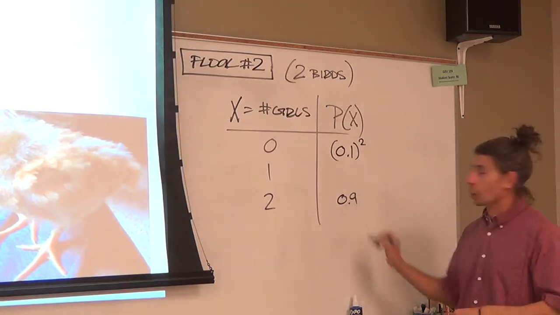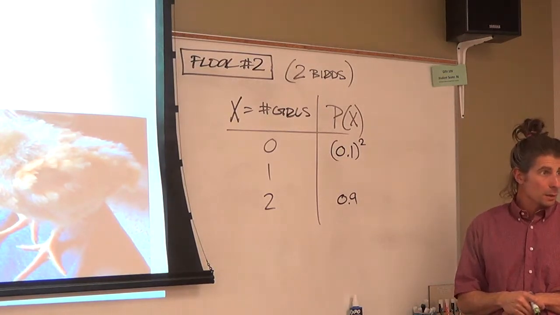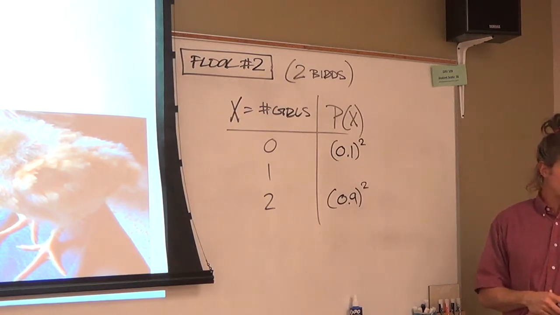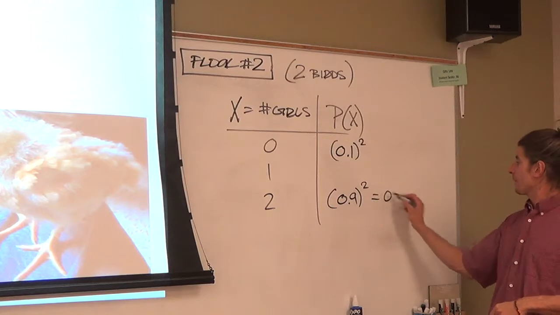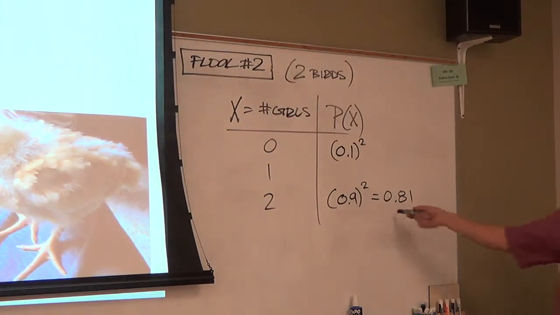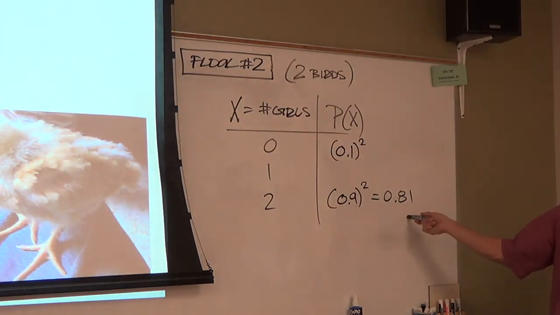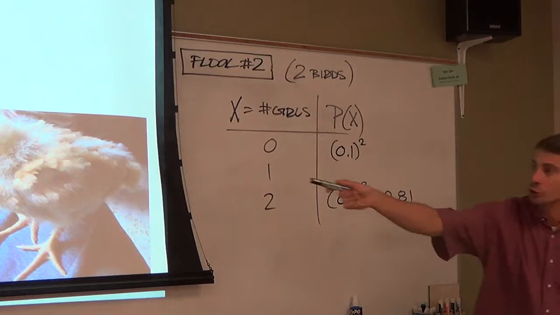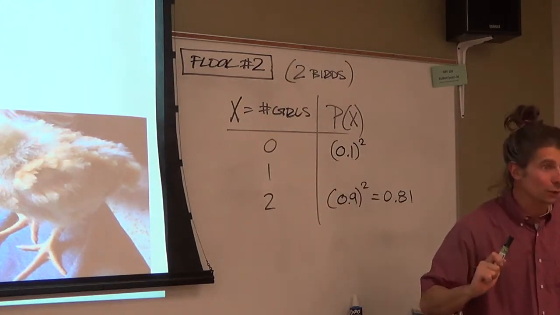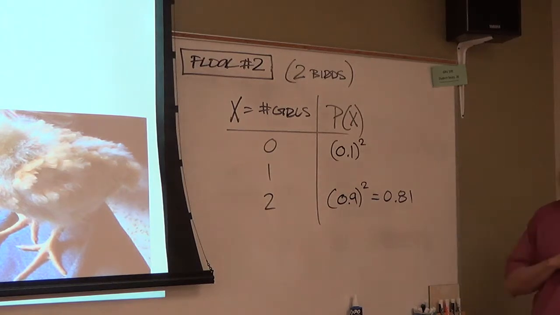Get the first one to be a girl, which happens 90% of the time. And then get the second one to be a girl, which also happens 90% of the time. Which ends up being 81% of the time you get 2 girls when you buy 2 birds. Notice it's harder to get all girls when you buy more chicks. When you buy 1 chick, 90% of the time you get all girls. When you buy two, 81% of the time you get all girls.